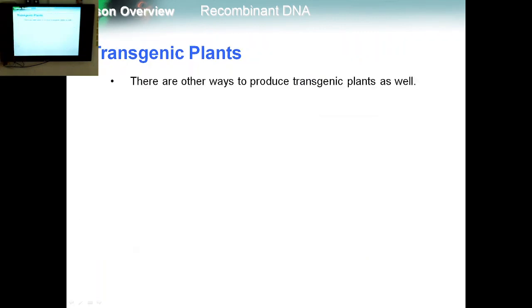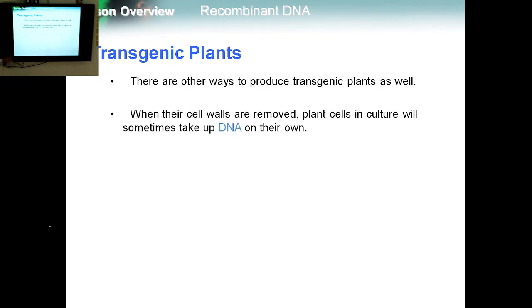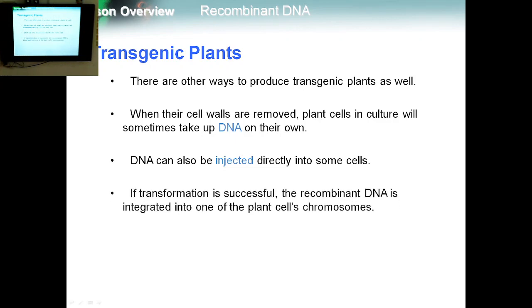There are other ways to produce transgenic plants as well, not just by using agrobacterium. When their cell walls are removed, plant cells in culture will sometimes take up DNA on their own. If we remove the cell wall of the plant cell, composed of cell wall and cell membrane, the plant cell can take up DNA on its own. And DNA can also be injected directly into some cells. By this method, transformation is successful.